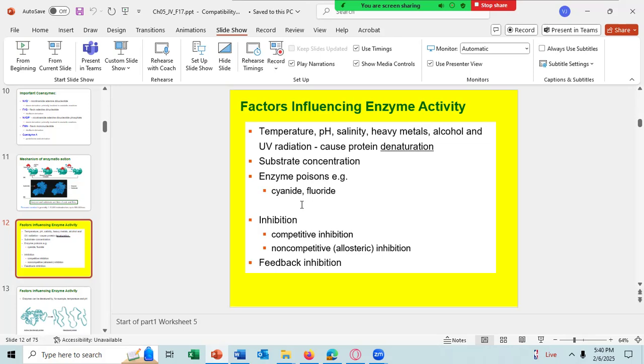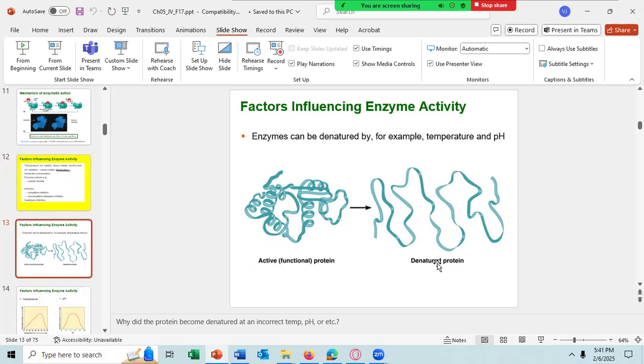All right. Two other factors you can have affecting enzyme activity are inhibition and then feedback inhibition. Inhibition can be in two types. There's competitive inhibition and non-competitive or allosteric inhibition. Whoop, it didn't work. There we go.